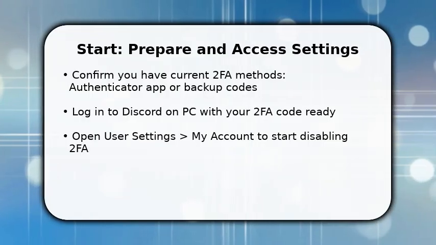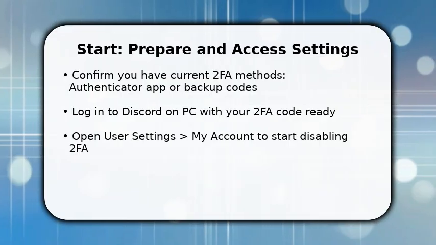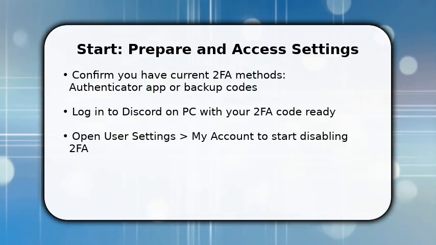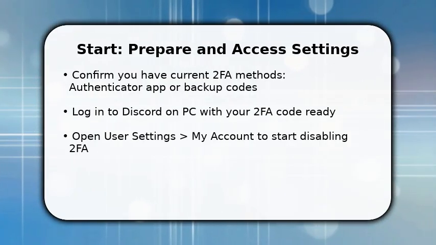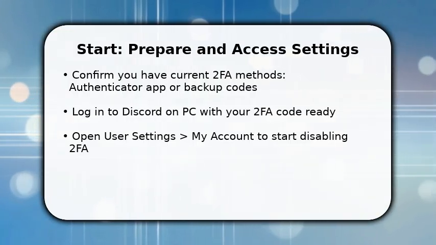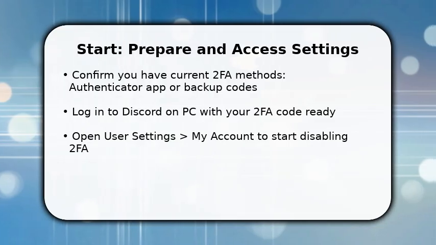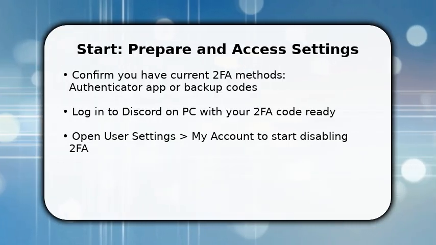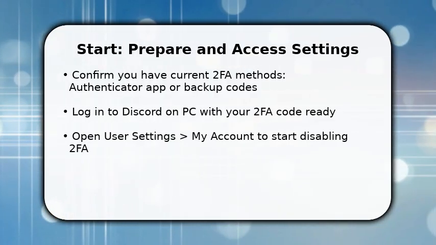You start by confirming you can complete 2FA challenges. This prevents lockout. Once logged into Discord on your PC, go straight to User Settings, then My Account. Make sure your Authenticator app and any printed backup codes are available. If you don't have them, pause and generate backup codes first.